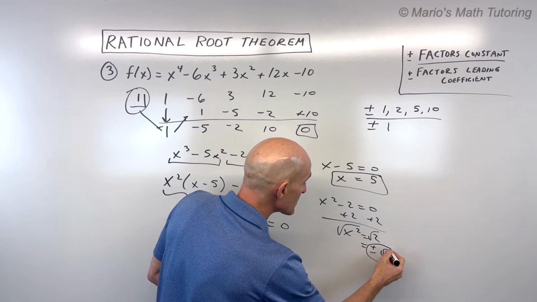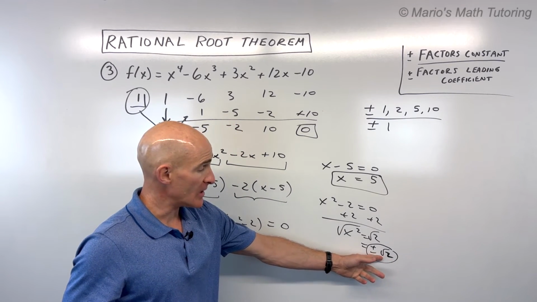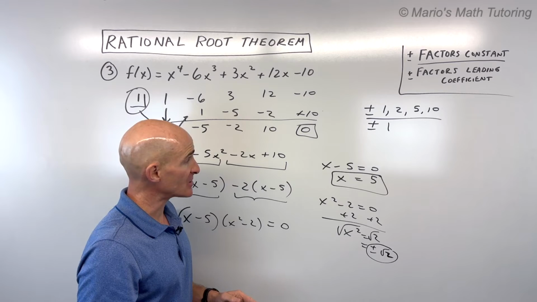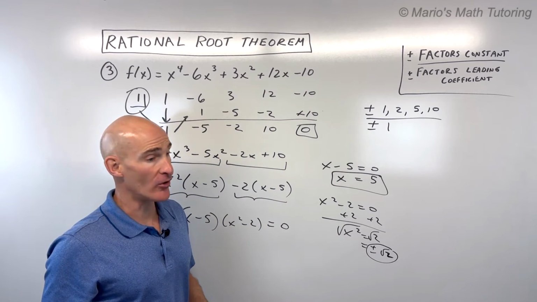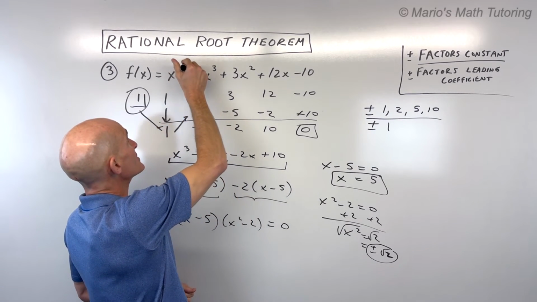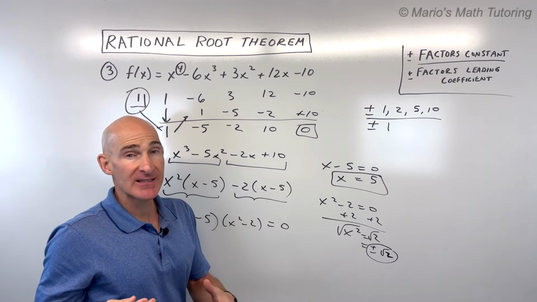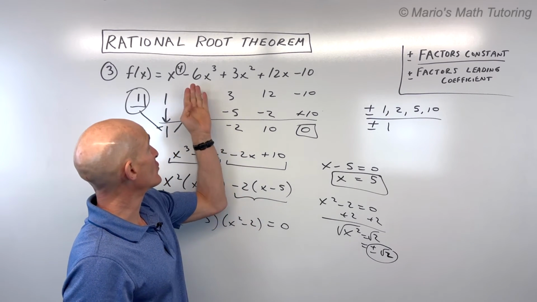So again, notice these are coming as conjugate pairs. These are irrational solutions, but they come as conjugate pairs because all our coefficients here, all these numbers, are rational, right? So that's interesting. So whatever the degree is, like if it's 4th degree, that's how many zeros you're going to have. You're going to have 4. If it's a 3rd degree, you're going to have 3.